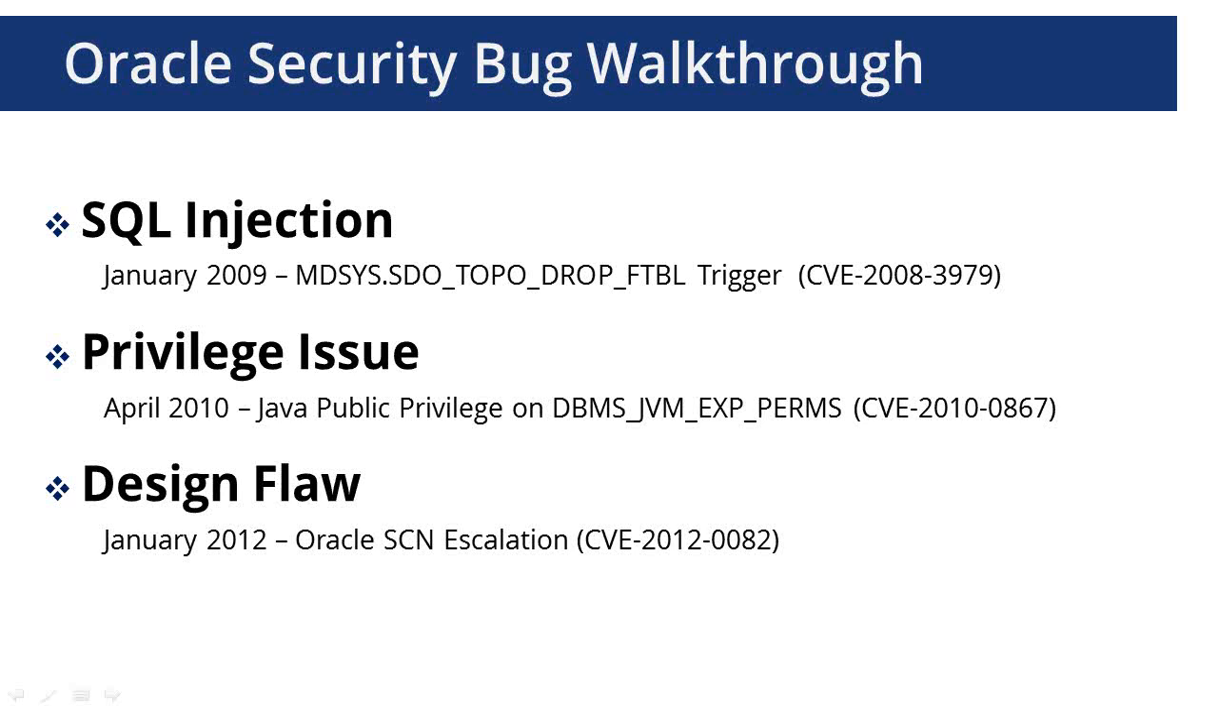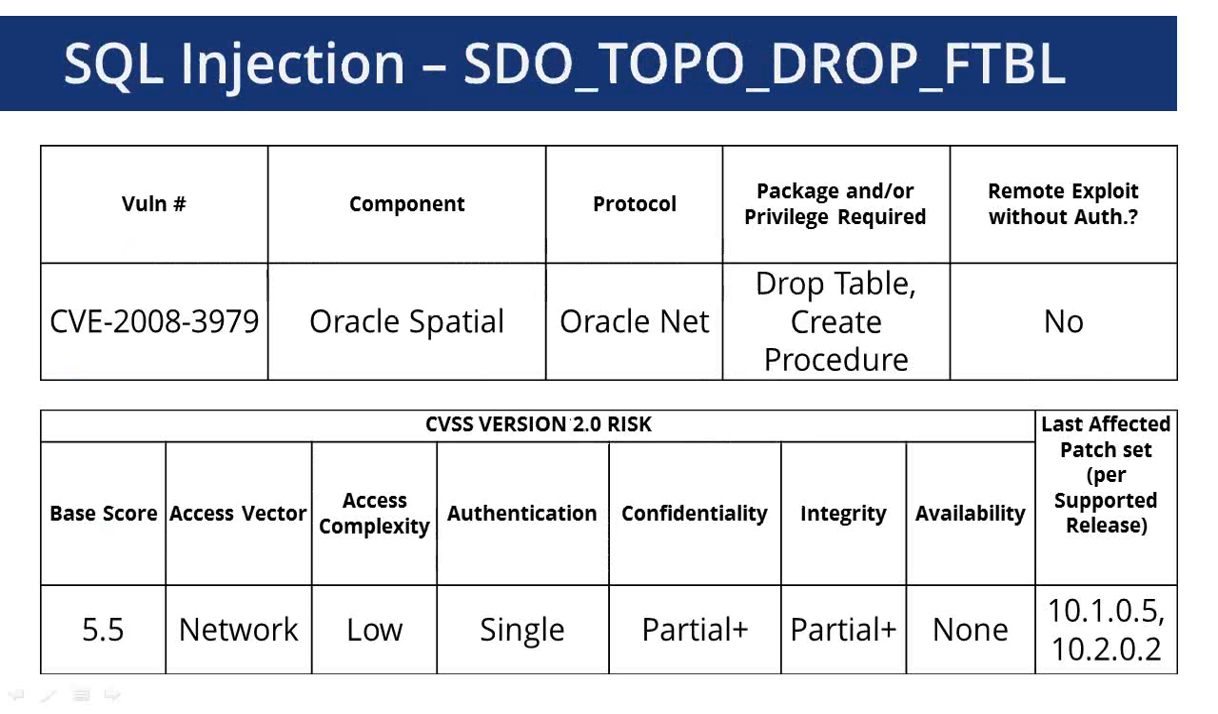The first one is the SQL injection bug, and this one was fixed as part of the January 2009 CPU. When we talk about a CPU, Oracle releases a number of pieces of information about it. The first piece of information is a CVE code. The CVE code is a standard identifier that's used across all security vulnerabilities. So if you go to Google right now and type in this number, CVE 2008-3979, you'll find a lot of references to it. It's very easy to find information once you know what the CVE code is.